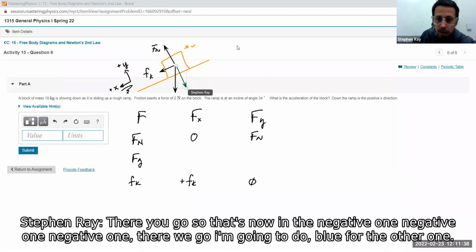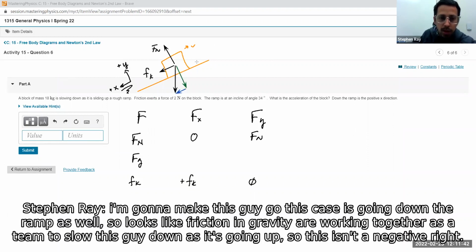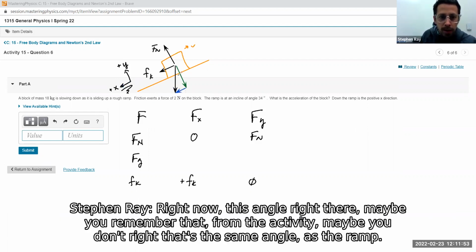There we go. I'm going to do blue for the other one. I'm going to make this guy go, in this case, down the ramp as well. So it looks like friction and gravity are working together as a team to slow this guy down as it's going up. So this is in the negative, right? Now this angle right there, maybe you remember that from the activity. Maybe you don't. That's the same angle as the ramp.